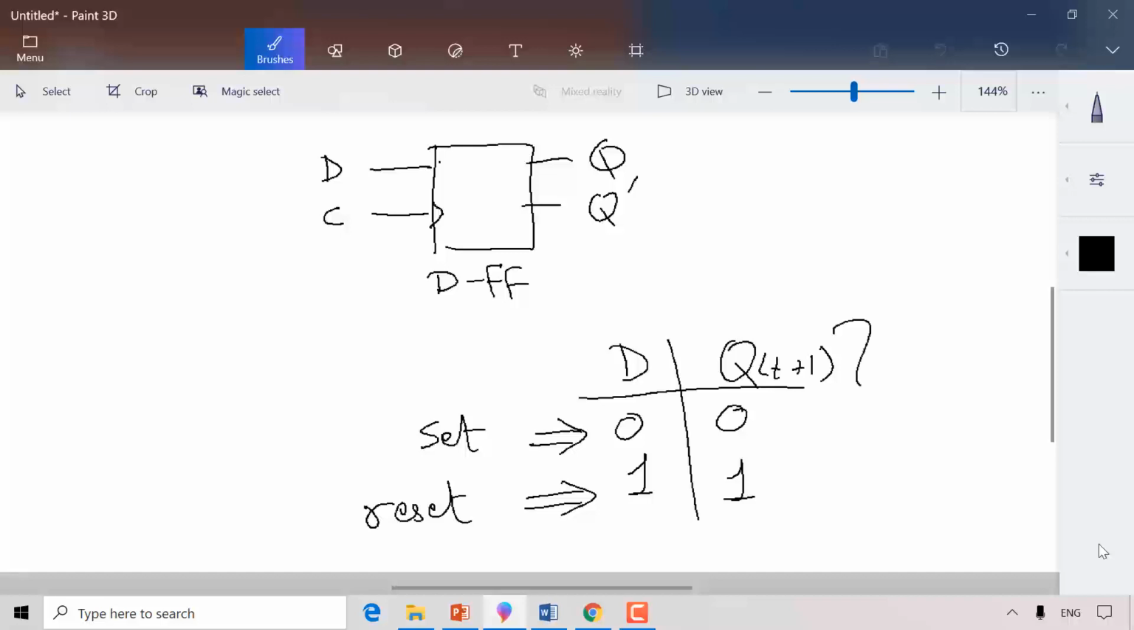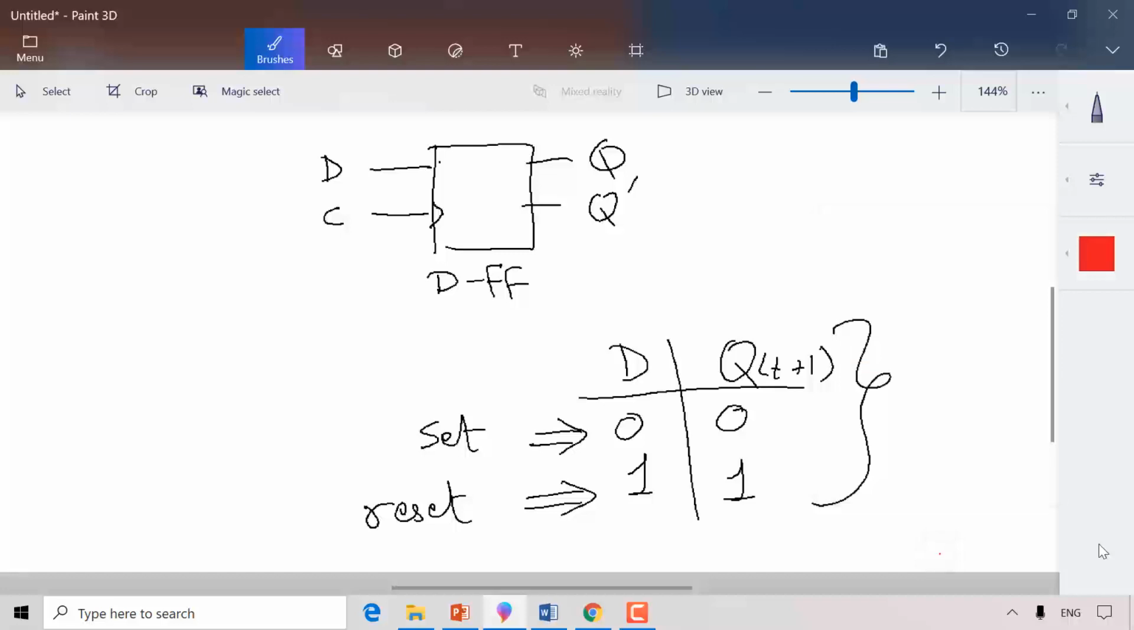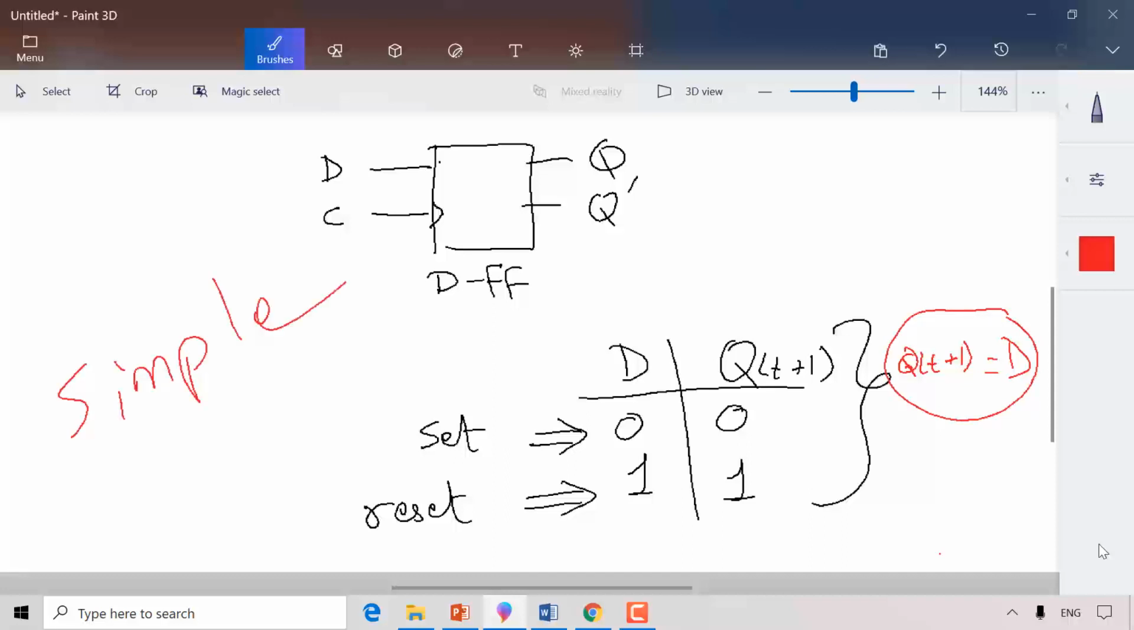So simply, what we can say is that Q(t+1) equals D. And notice that the D flip-flop is simple, and that's what makes it the most attractive type of flip-flop of all.